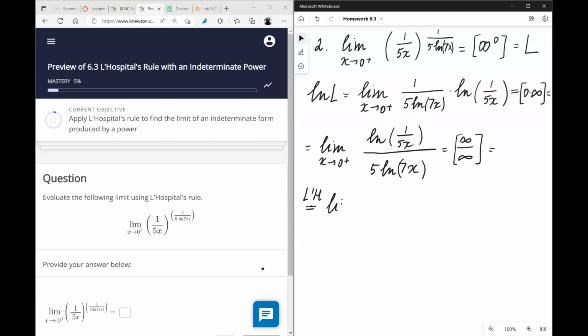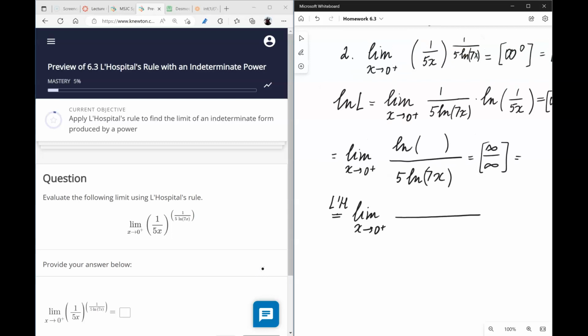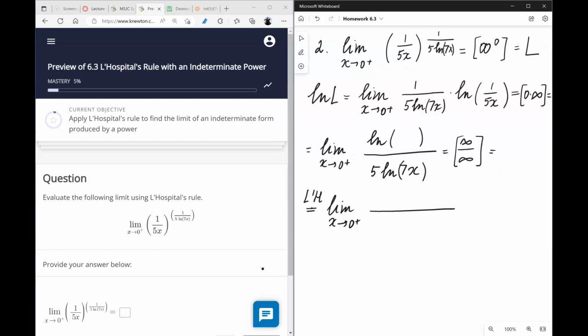So according to L'Hopital's rule, the limit is the ratio of the derivatives. So the derivative of ln is the reciprocal of the argument. To make it easier to differentiate, instead of 1 over 5x, we can write it as 5x to the power negative 1, and then the power negative 1 can just go outside. And now this is easy to differentiate, right?